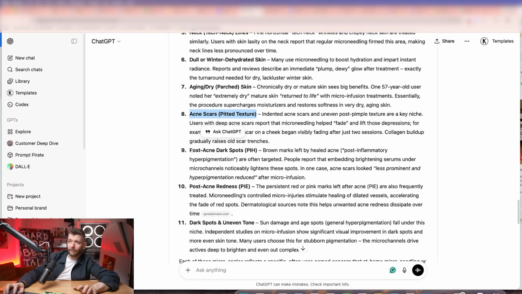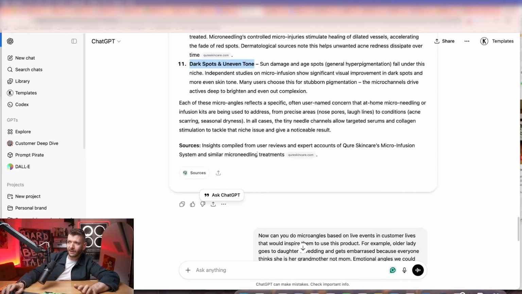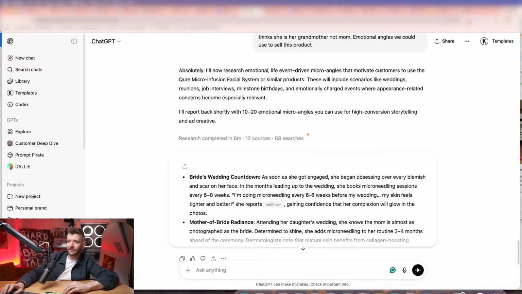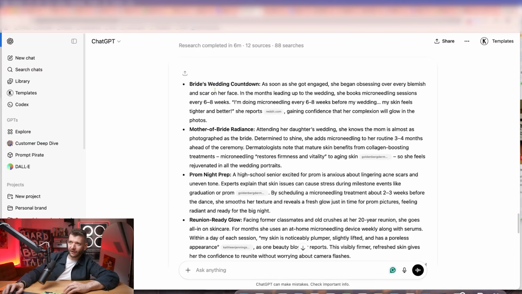You have post-acne dark spots. You have post-acne redness. You have dark spots and uneven tone. So there are different symptoms of people that are likely to buy this product, depending on the symptoms that they have. Also, there are different ways of targeting buyers based on their circumstances and different emotional stories.